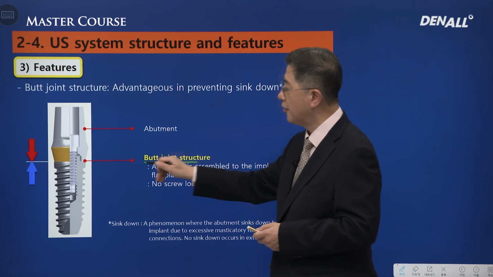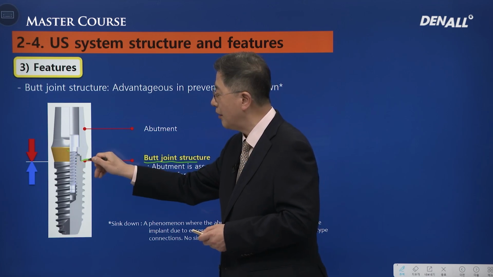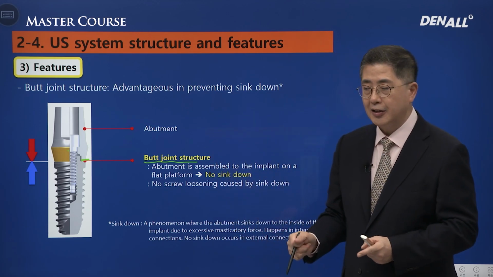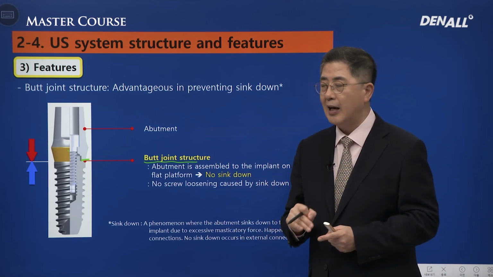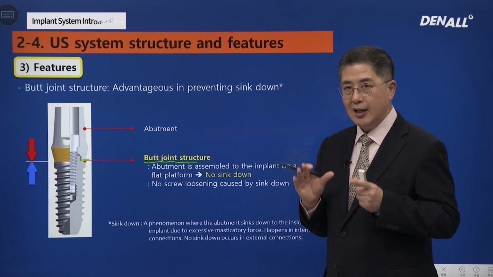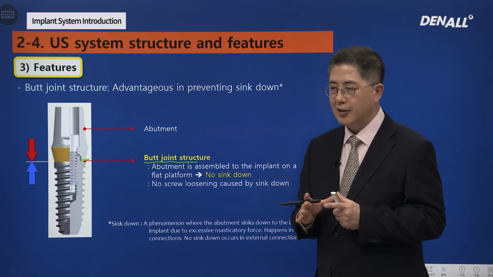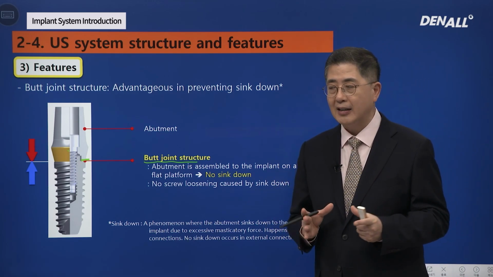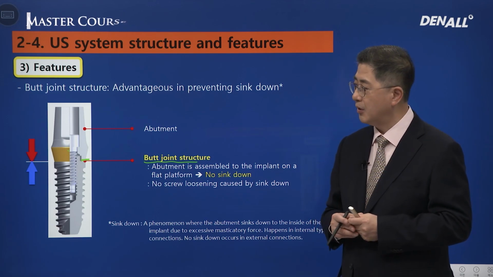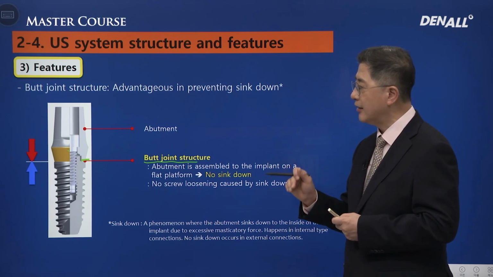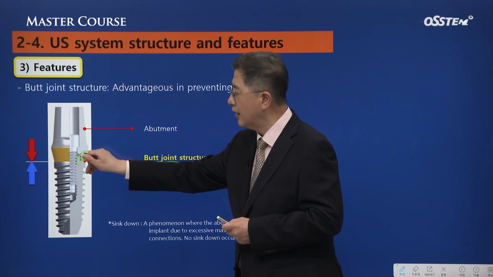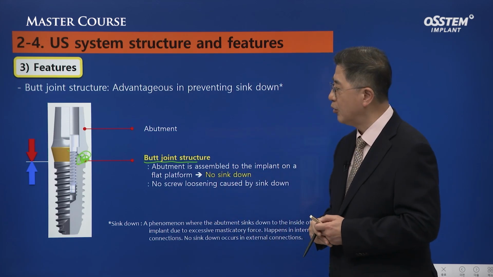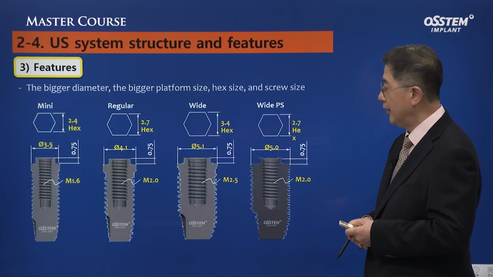Regarding the joint, it has a butt joint structure, so the surface of the implant and abutment are in contact. Abutment sinking down, which occurs in internal connections such as TS, frequently does not occur. As for the external implant, compared with the internal type, there's said to be much more screw loosening. Based on my clinical experience, that's not really so. However, if there is bone interference when connecting the abutment and healing abutment, there can be difficulties.